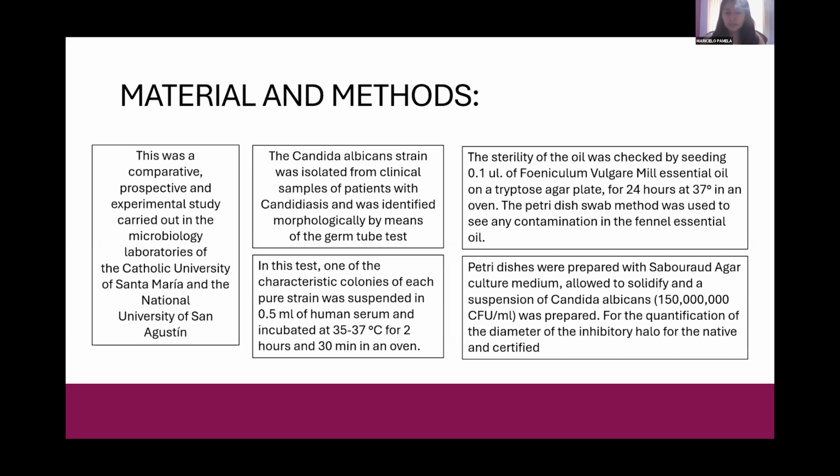A sterile test was performed. Foeniculum vulgare essential oil was shown on an agar plate to see if the essential oil was contaminated. Once the finalized oil was obtained, it was placed in different petri dishes. The placement of native and certified Candida albicans, the finalized oil, and clotrimazole for incubation. After 24 hours, the inhibitory halo was evaluated.